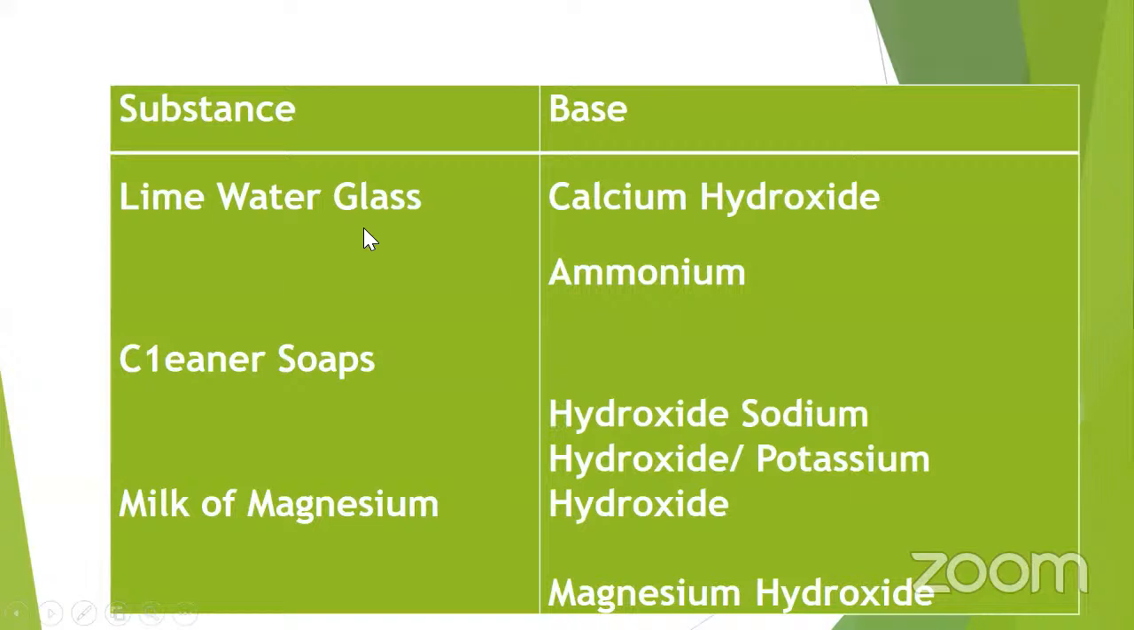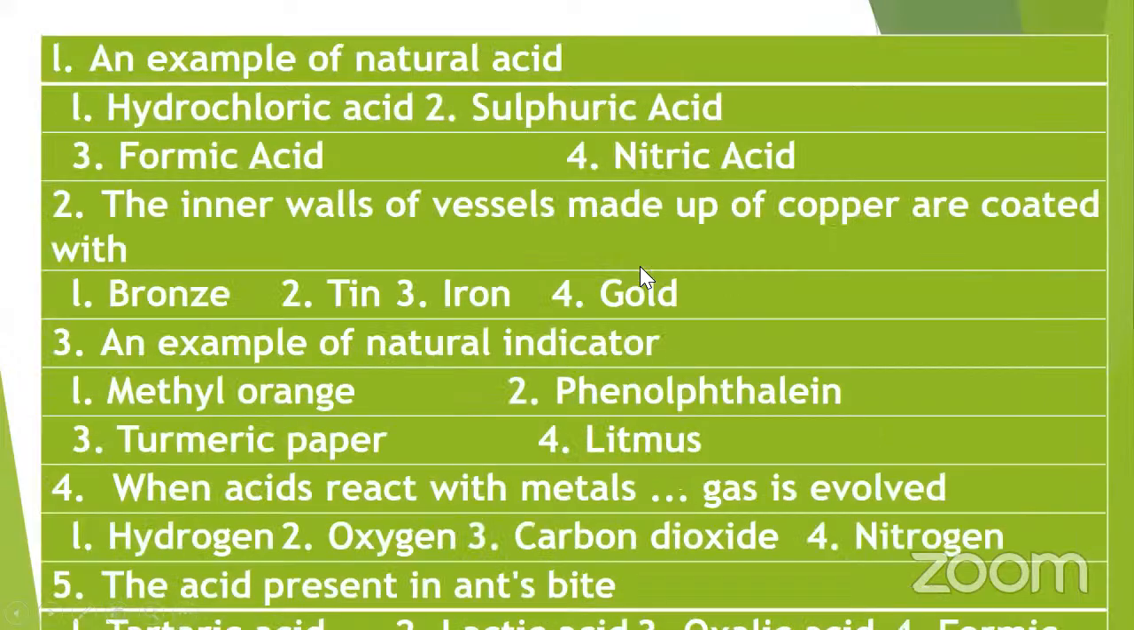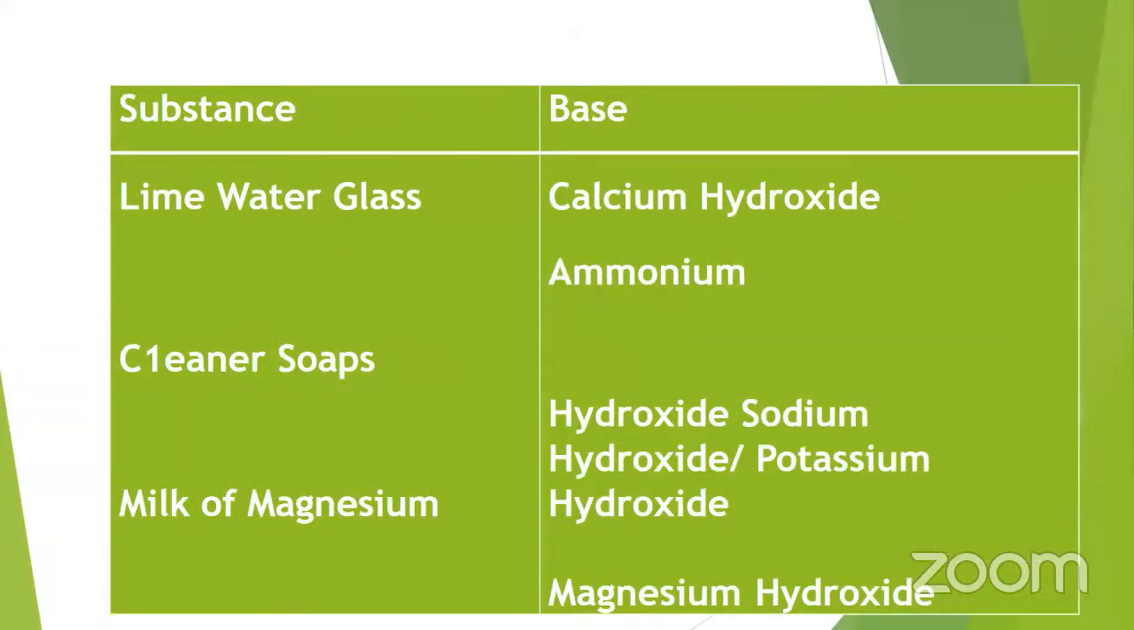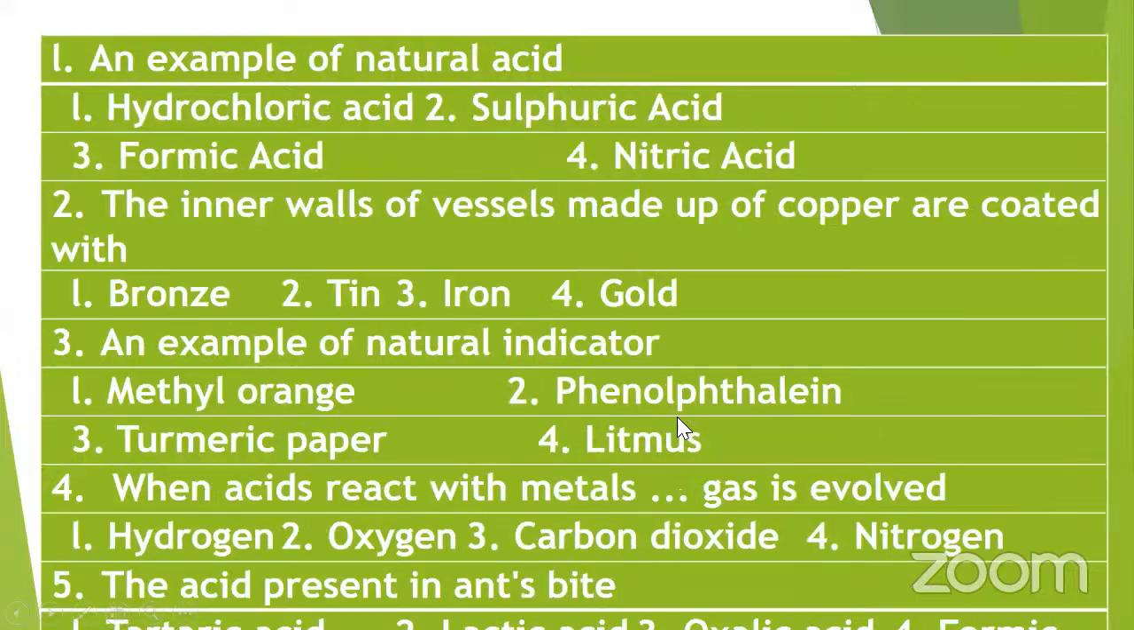Same lime water with glass, in lime water, what is there? Calcium hydroxide. In cleaning soaps, what is there? Some material he has given, milk of magnesia, magnesium hydroxide. In clean soaps, what is there? Hydroxide, ammonium hydroxide, or sodium hydroxide, or potassium hydroxide. In this way, we see some materials.